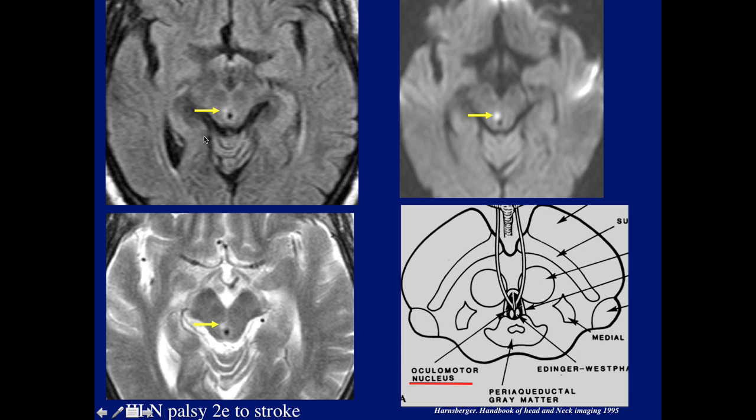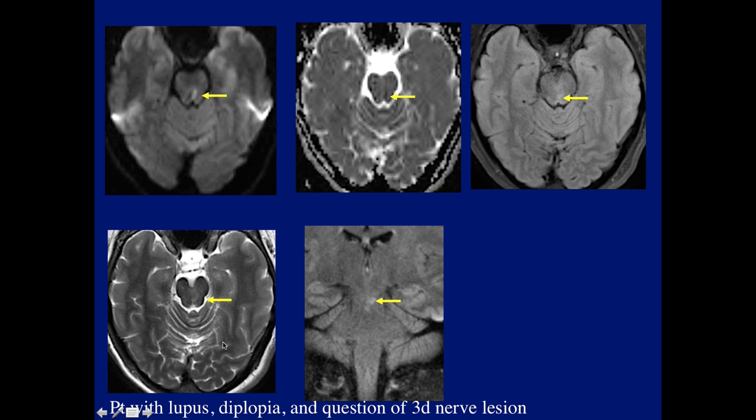So again, back to this case I showed in the introduction, a patient who came with a third nerve palsy secondary to a stroke, and we could see the abnormal signal and the abnormal diffusion in their periaqueductal gray. Here's another stroke. Patient with lupus, diplopia, and a question of a third nerve lesion. And we see a small stroke in the periaqueductal gray on the left side. We can see it on all the various images.